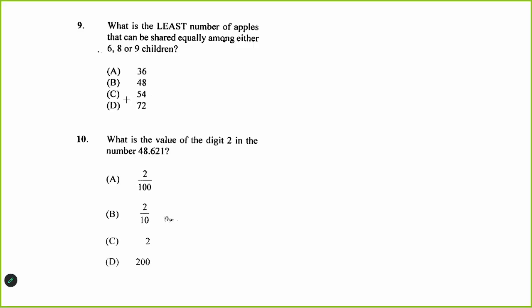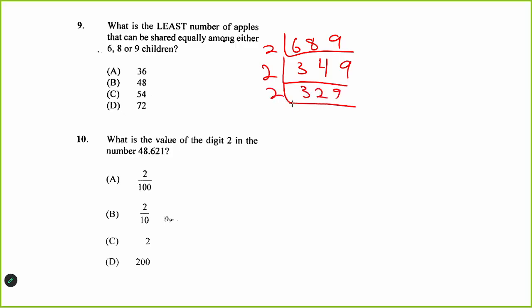Right, they want to know the LCM of 6, 8, and 9. Dividing by 2: there's 3, 4, and 9. 2 again: 3, 2, and 9, and then 2 again: 3, 1, and 9. Then 3 gives 1, 1, 3, and then 3 again is 1, 1, 1. Right, so that's 2 2s are 4, 4 2s are 8, 8 3s are 24. 8 multiplied by 3 is 24, 24 multiplied by 3 is 72. So D would be your answer.